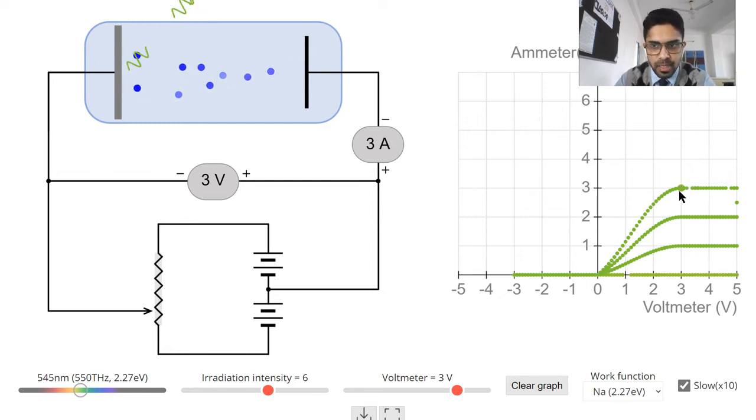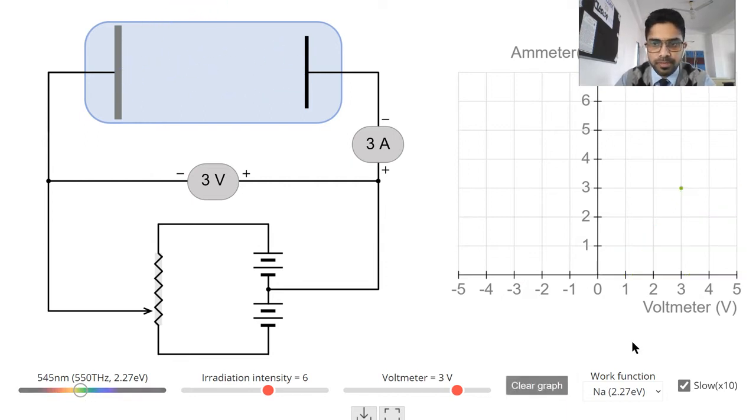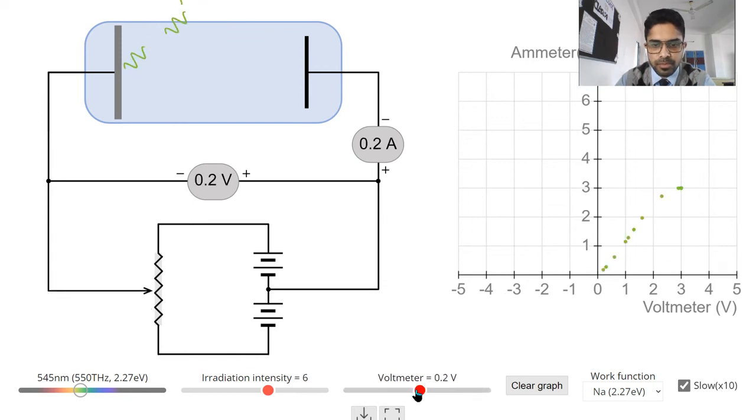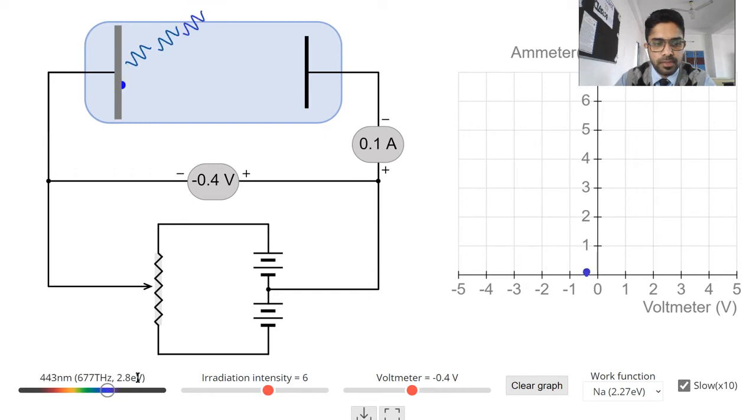Now let's see for a higher energy value what happens. Suppose, let me clear this graph. Let's take the sodium only. Let me bring it to 0. So let us now take an energy of around, say, 2.8 electron volt. Okay, so we are taking an energy of 2.8 electron volt. Let me clear the graph.